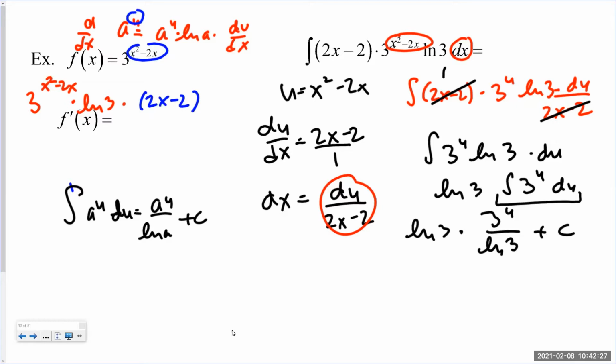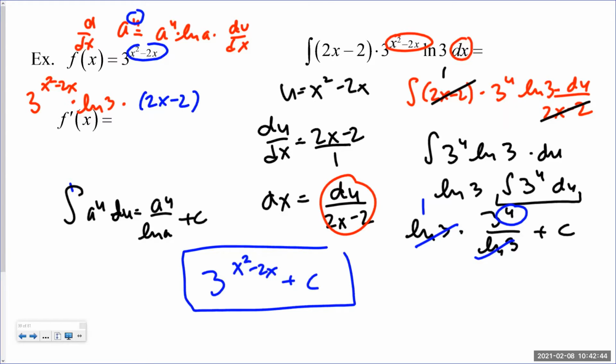Okay, it is the wrong answer. First of all, I could simplify. You guys good with that? So the ln of 3's would actually cancel out. But next, this u could be substituted with what? What is my u? x squared minus 2x plus c, and that is the right answer.